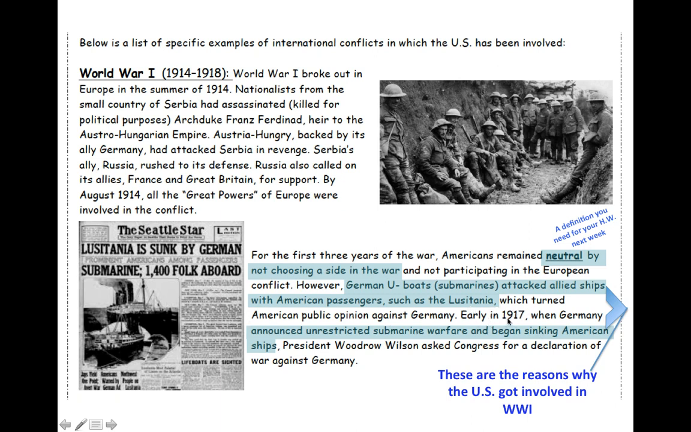In early 1917, Germany announced unrestricted submarine warfare and began sinking American ships, and President Woodrow Wilson asked Congress for a declaration of war against Germany. So the reason we got into the war, first off, they sunk one ship and it killed Americans, and then they started sinking any American ships that were coming near their coasts. That brought us into the war. You need to know that for question, I believe, number 4.